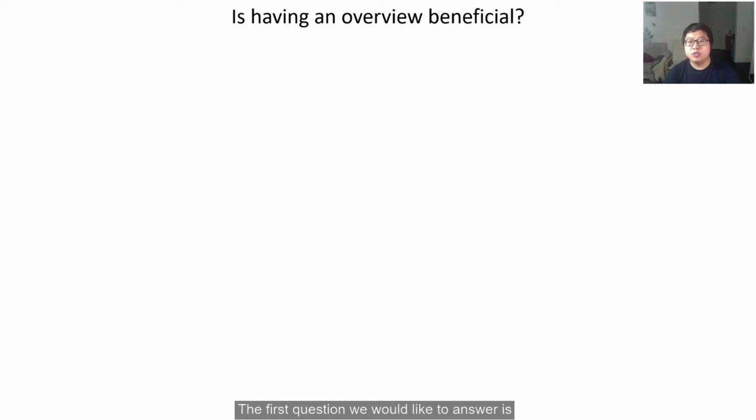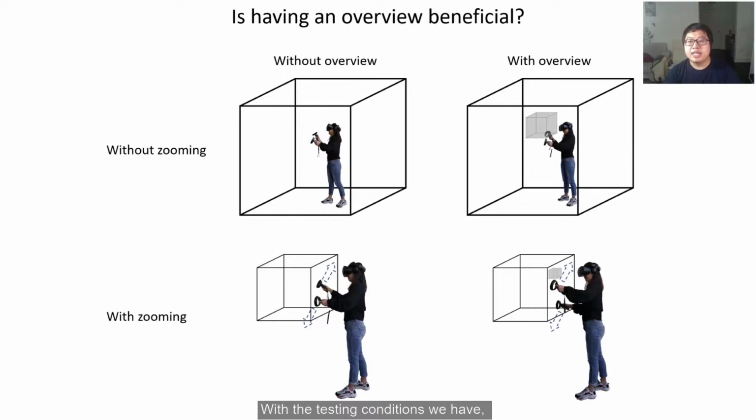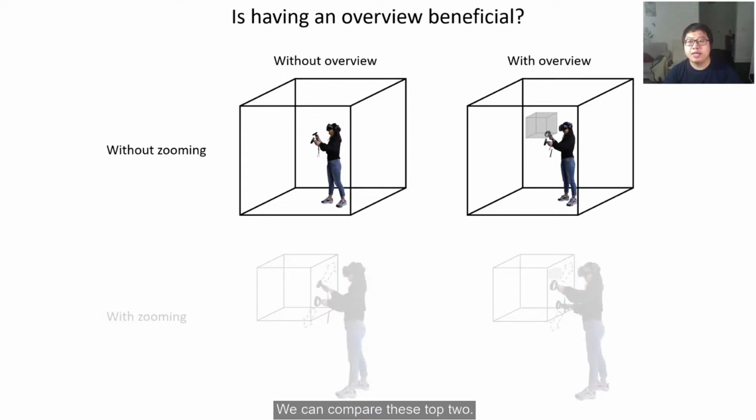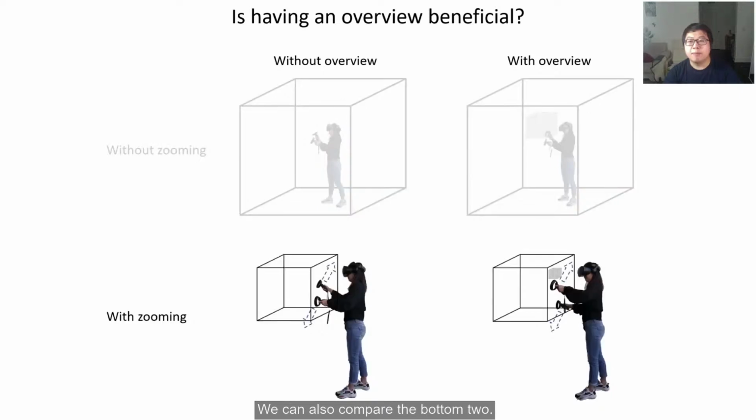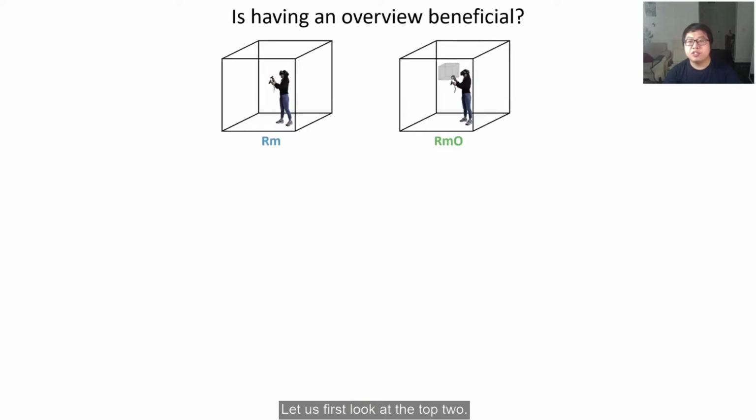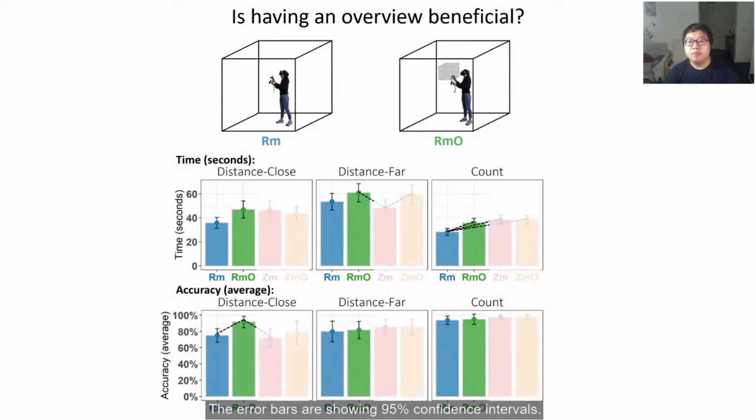The first question we would like to answer is: is having an overview beneficial? With the testing conditions we have, we can look at 2 comparisons. We can compare these top 2. We can also compare the bottom 2. Let us first look at the top 2. The error bars are showing 95% confidence intervals. The dashed lines connecting bars are representing comparisons with significant difference.